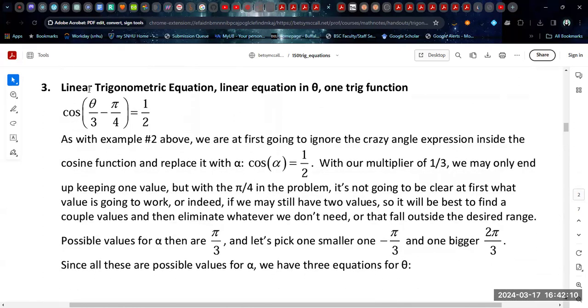Now, if I have a linear trig equation, it's in theta, but I've got stuff going on inside of the trig function. Again, I'm sort of mentally going to say, I'm not going to worry about all that stuff. I'm first going to deal with the trig function. And so I'm going to replace all this nonsense with alpha, and I'm going to figure out what values of alpha are going to get me cosine is equal to 1/2.